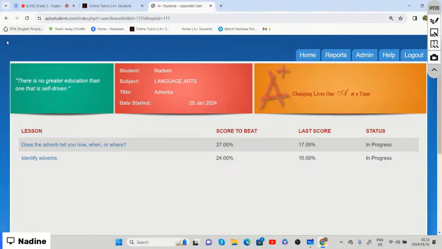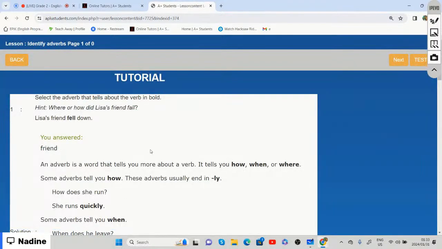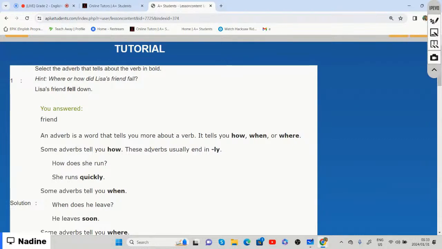So does the adverb tell us how, when, or where? Now we're going to identify adverbs. An adverb is a word that tells you more about the verb, and it tells you how, when, or where. As much as it tells you more about the verb, it can also tell us more about an adverb or an adjective.